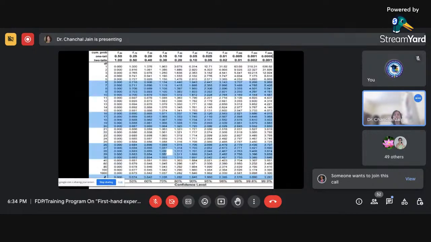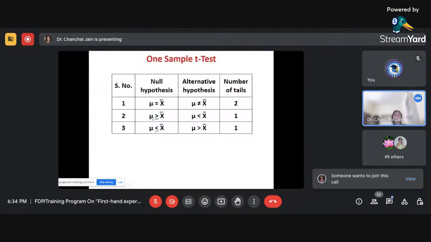Further, you can see that for each and every test, the table is always available in statistics. So for the one sample t-test also, this would be the table of the t-test. Using the two parameters, degrees of freedom and level of significance, you can find the value of t, right? Now, the hypothesis for the one sample t-test you can find here: for the null hypothesis, mu is equal to x bar. Mu is the population mean, x bar is the sample mean.